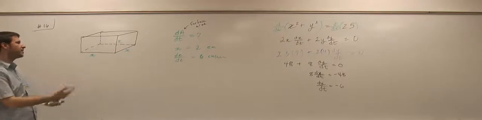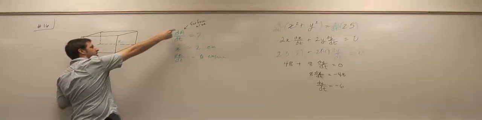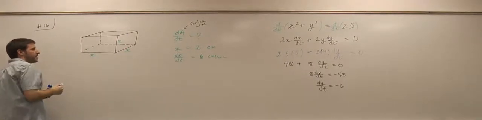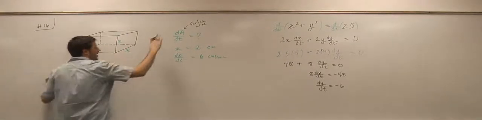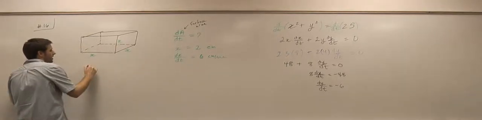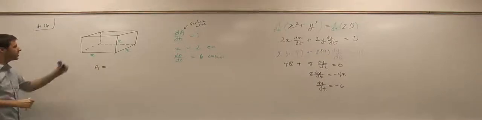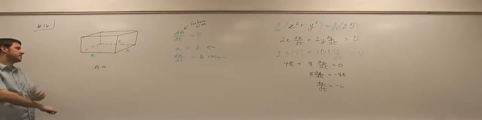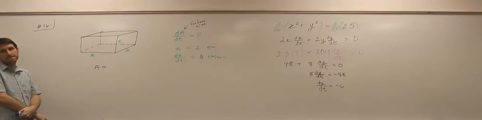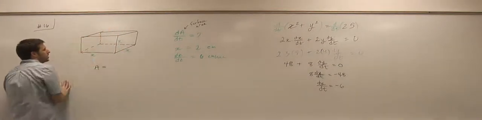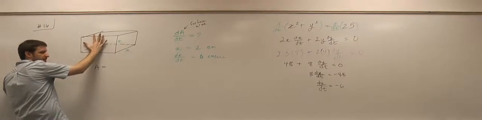Before I can find dA dt, the rate at which surface area is changing with respect to time, I need a formula for surface area. I got my diagram, I got my knowns and my unknown, now I need my formula. What does surface area mean, or what is it specifically here? 6 times x squared. Yeah, surface area is the amount of area covered on the surface of the cube. So you have to take each face and find its area.